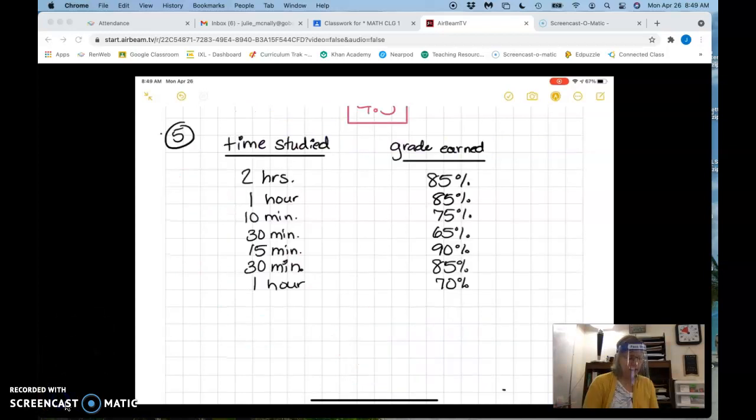Okay. Number 5 says collect data from your classmates about the amount of time that each person studied for the last test and the grade they received. So we just collected our data, how much time they studied and what grade they earned. And now we're going to make that into a scatter plot. So copy these values down and then we'll make the scatter plot.